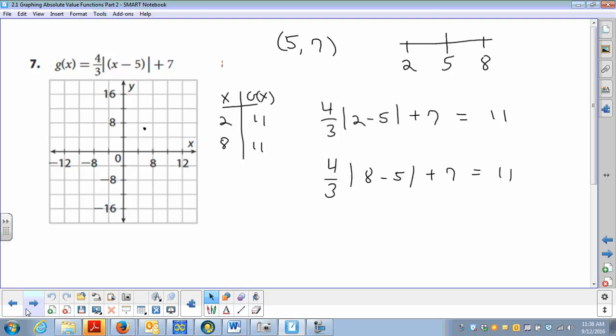Then I plug in 8. And when I work that one out, I get 11. And a lot of times, I get the exact same answer when I plug in the two values. That's because I picked the same amount of units to the left and to the right. Now, if you pick a different amount of units to the left or to the right, then your answer is going to come out different, and it should. But if you pick the same amount, then the answer should come out the same. Now I'm going to go ahead and graph with my new points 2, 11 and 8, 11.